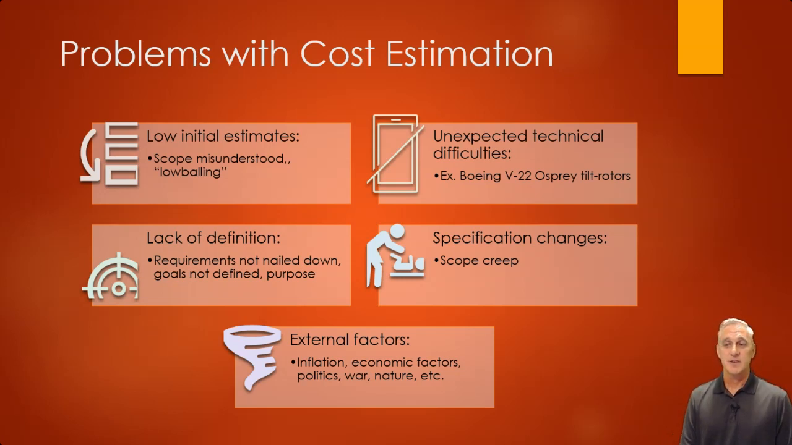Maybe there's a lack of definition. Requirements weren't nailed down. So if you notice, I have the little bullseye sign kind of off. They didn't quite have the goals defined well. The purpose wasn't quite right, so they're not quite there. Maybe we have some technical difficulties. Things aren't working the way they should. Just like originally when the Boeing V-22 Osprey, the tilt rotators weren't working quite right.